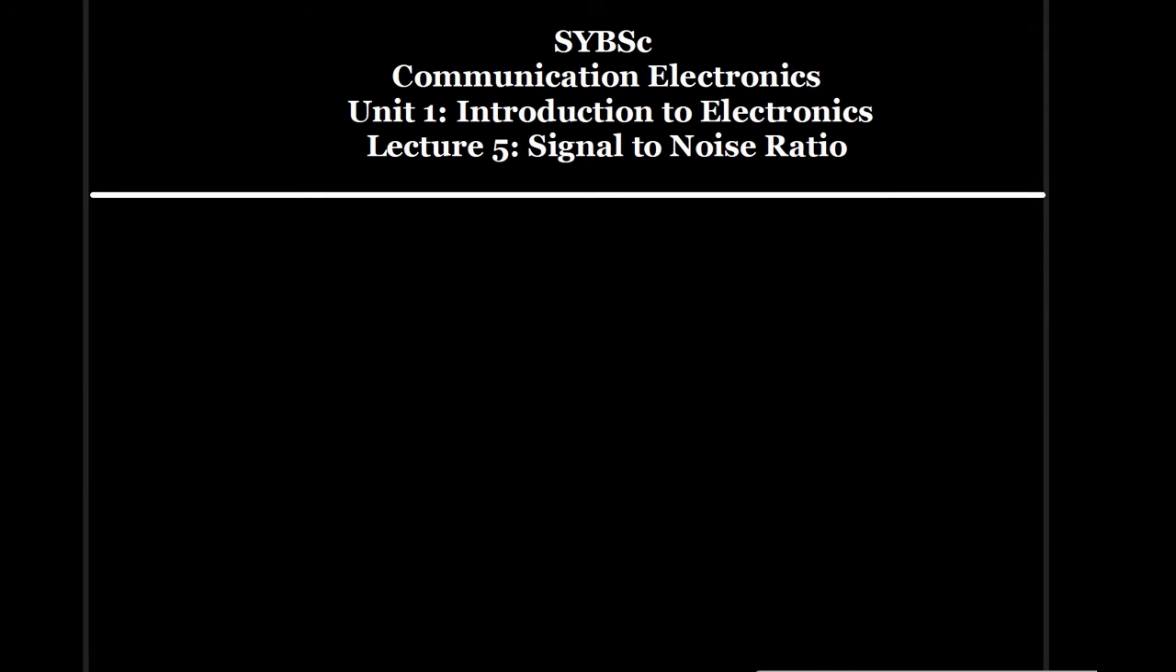Hello friends, in the last lecture we saw the types of noise and the concept of noise. In this lecture we will start signal to noise ratio. First of all, as defined previously, signal to noise ratio is a number that indicates the relative strength of the signal and the noise. However, in communication, noise is usually expressed as power.